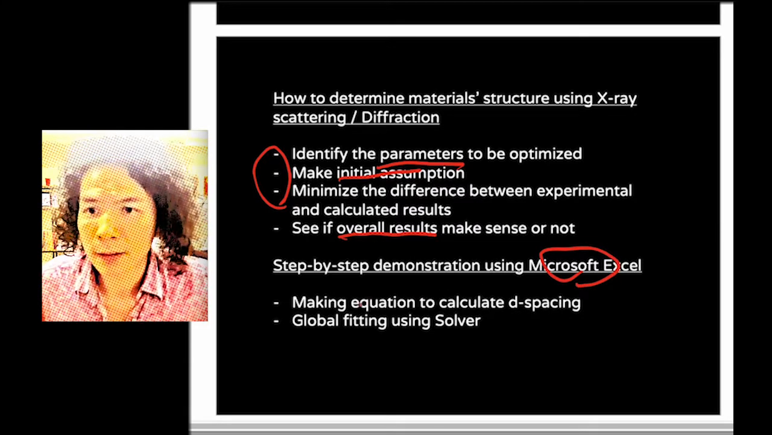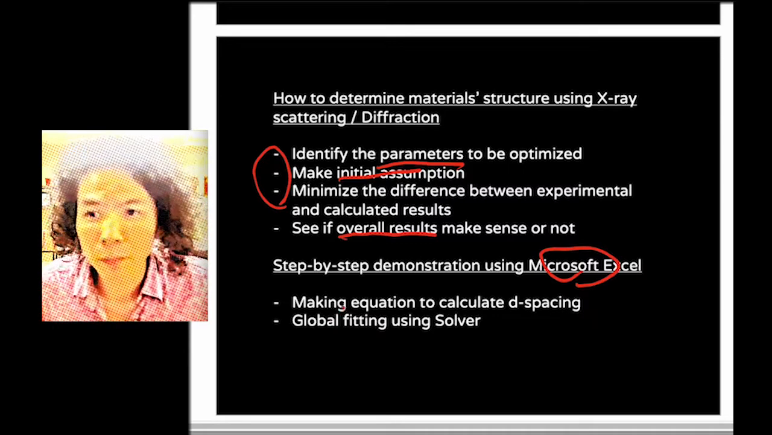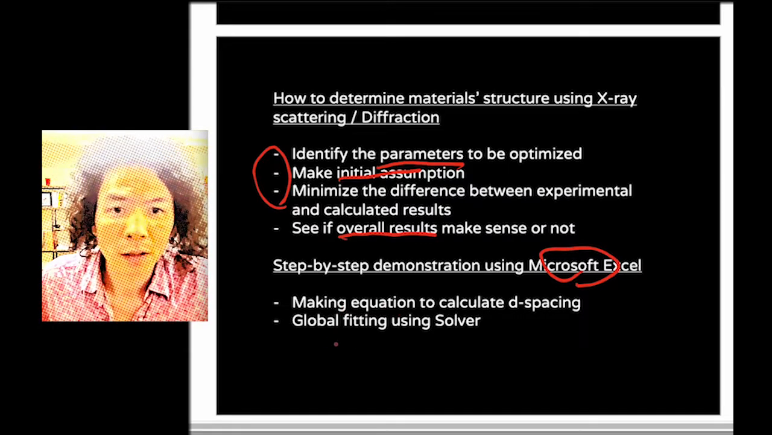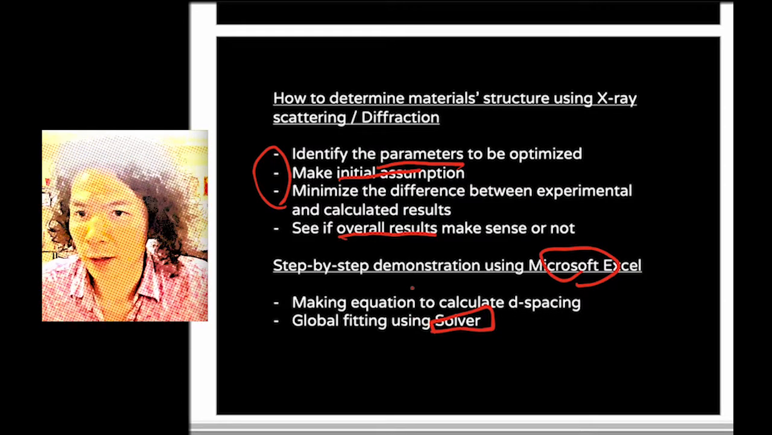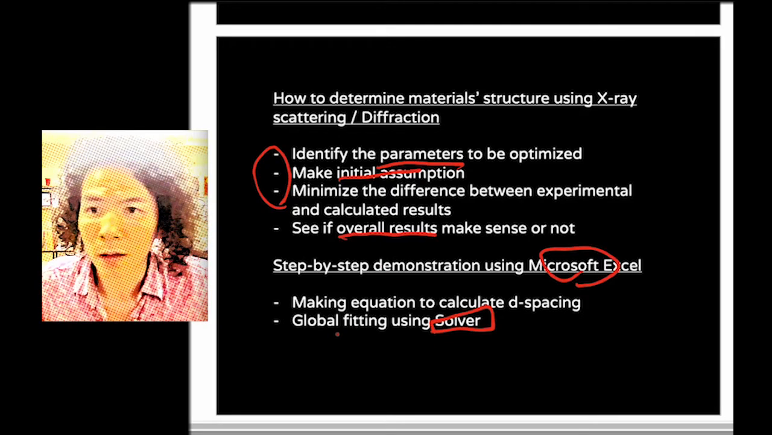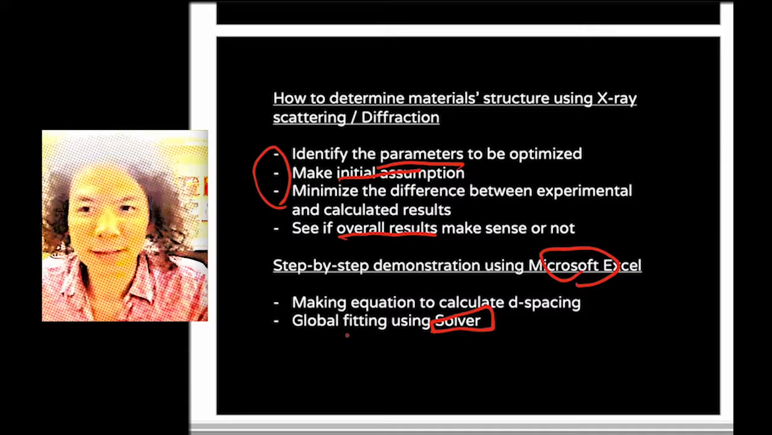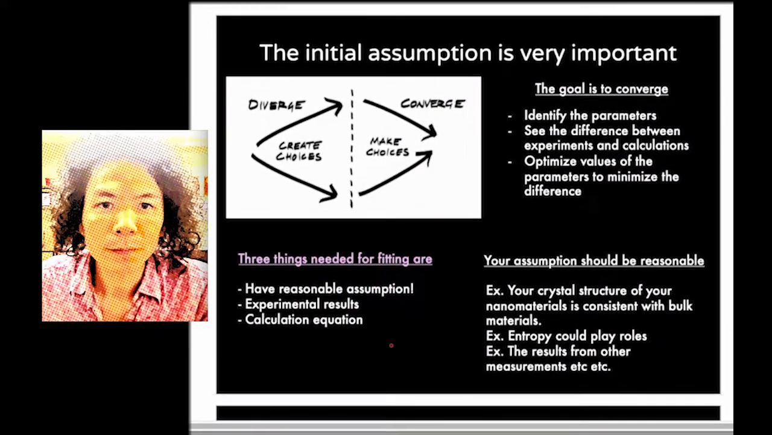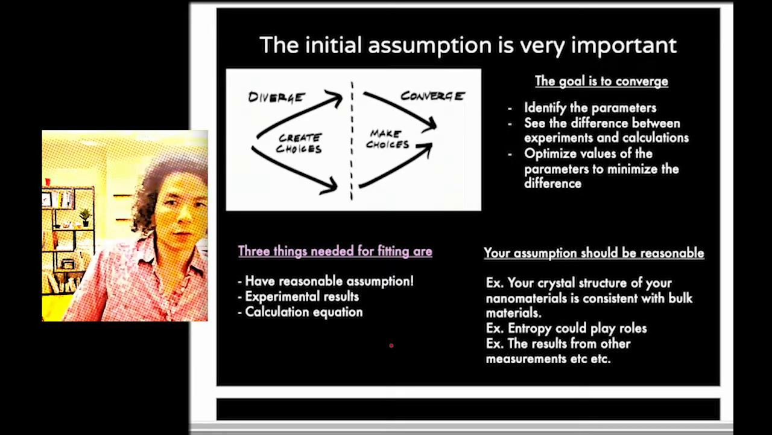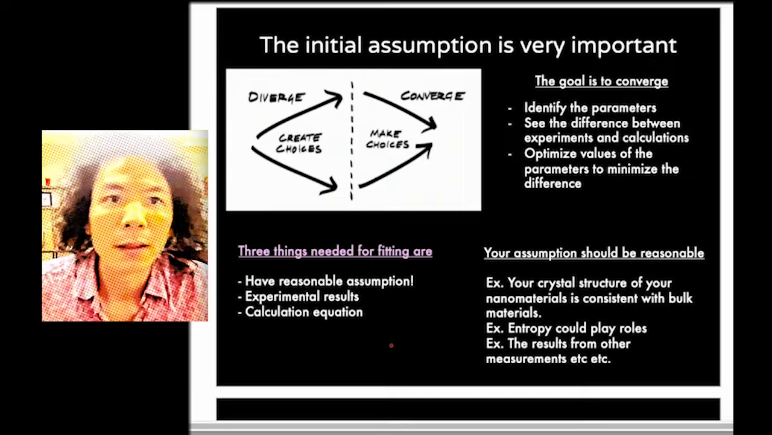So in this section, I'm going to explain what type of equation you wanna put in the Excel and how to use the solver. This is the function Solver, which you can find in Microsoft Excel, so that you can do basically global fitting using the least square method. Okay, so from now I'm going to talk about actual process.